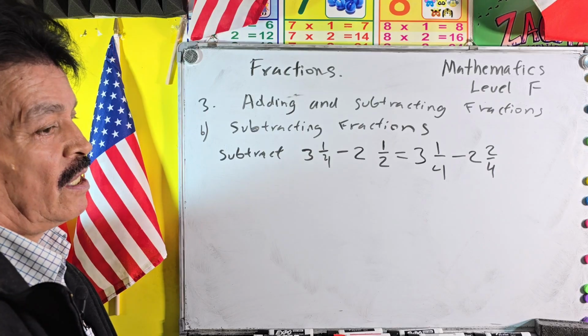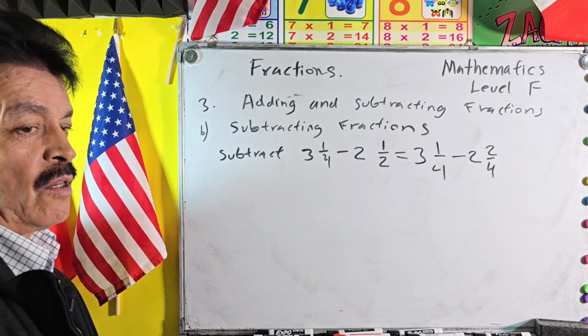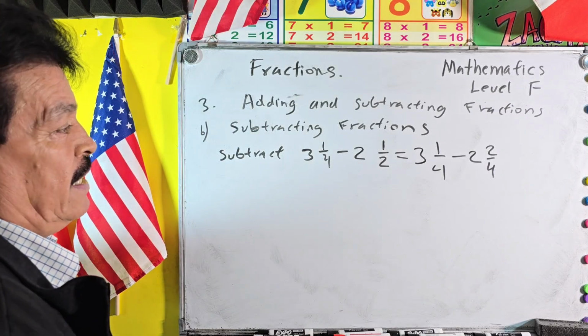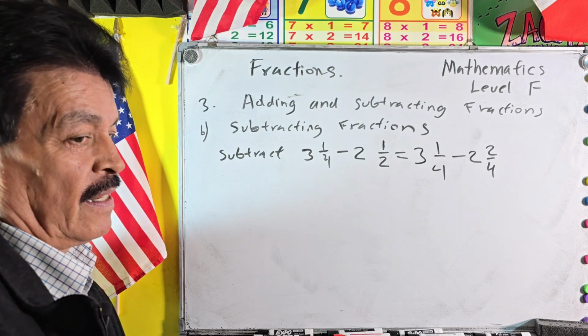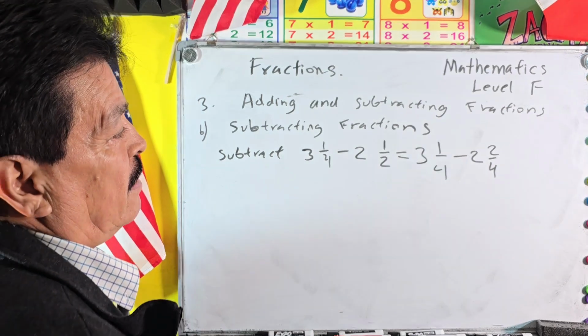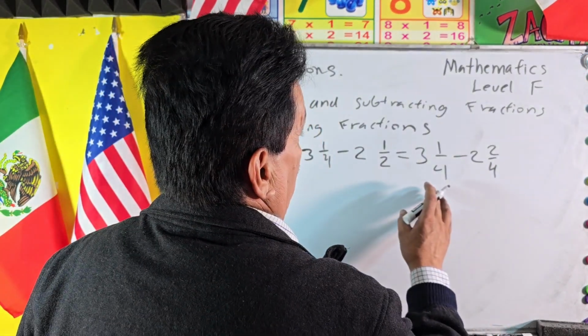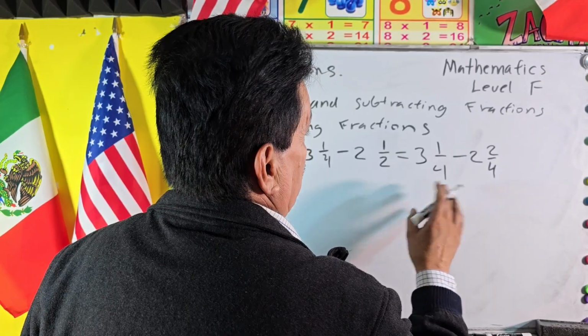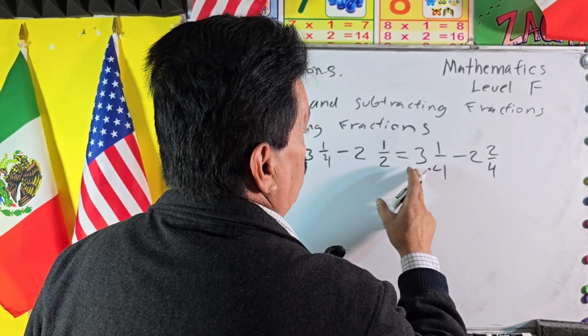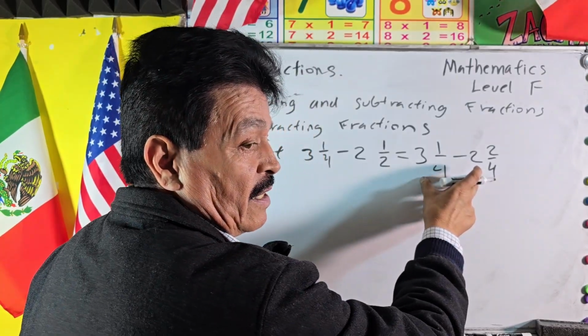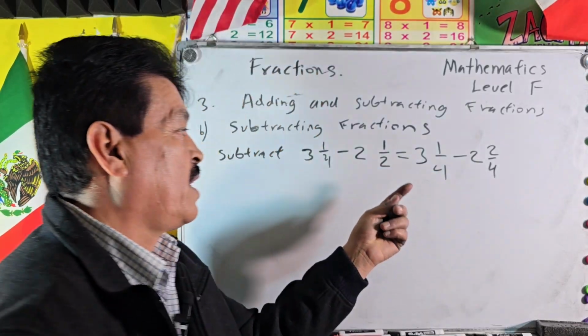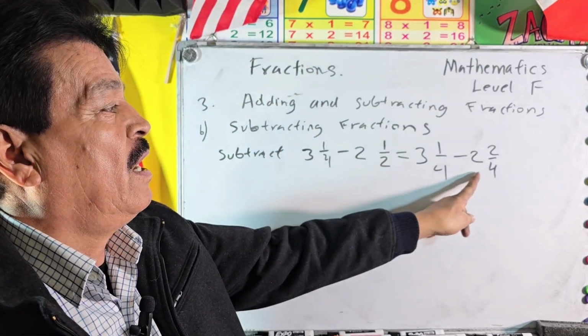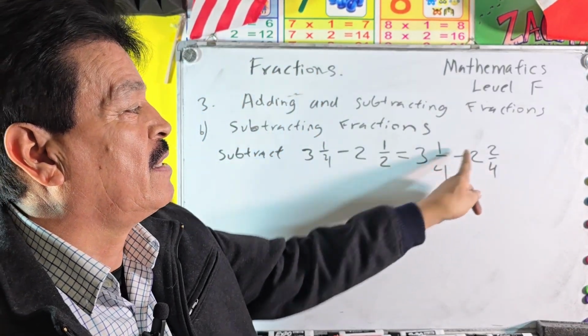How many 4s? If we switch this, there are several ways to solve it. First, to subtract, you must subtract this. For instance, you are able to subtract 3 minus 2, but we have this as a mixed number.